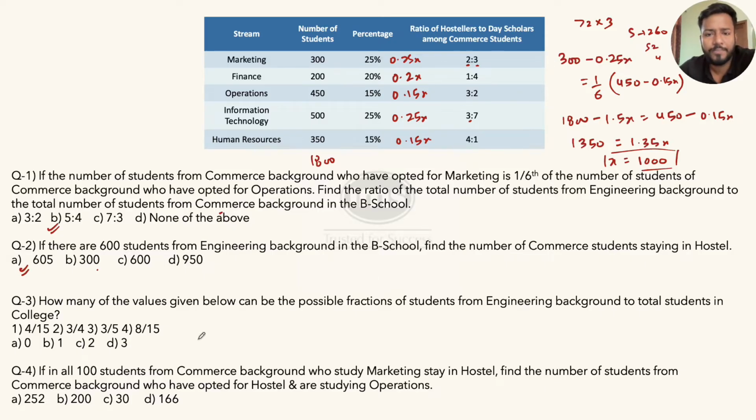The number of commerce students here could be 300 minus 0.25x, right? The commerce students in finance would be 200 minus 0.2x. In operations, it would be 450 minus 0.15x. In IT, it would be 500 minus 0.25x. Then in HR, it would be 350 minus 0.15x. Now, these are the respective numbers of commerce students in these particular departments.